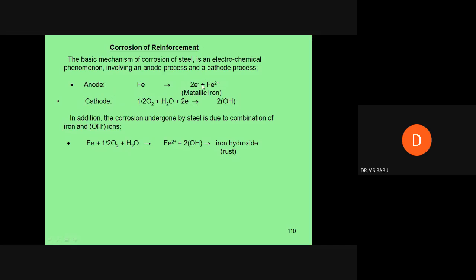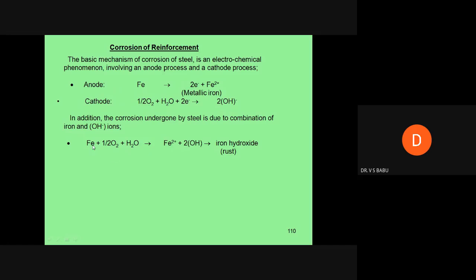That means whatever this ferrous material is split into positive and negative ions, na? That means this is Fe2 plus ions and e minus ions. This oxygen and this water component will react or attack with these e minus ions, and 2OH minus ions will be formed. That means this will be converted. That means oxygen and water, and this 2e is converted as OH ions. These hydroxyl ions, these hydroxide ions, are very dangerous.